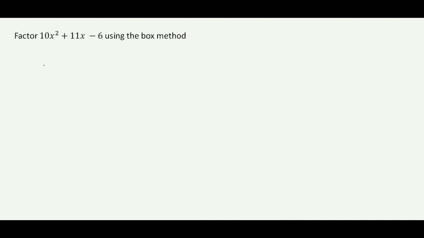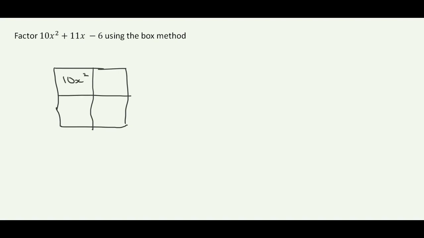Another example. Let's start by drawing our 2 by 2 square, and we place our 10x squared top left and then minus 6 bottom right. We're going to multiply the 10x squared by the negative 6, so we have negative 60x squared. So let's look at our factors.